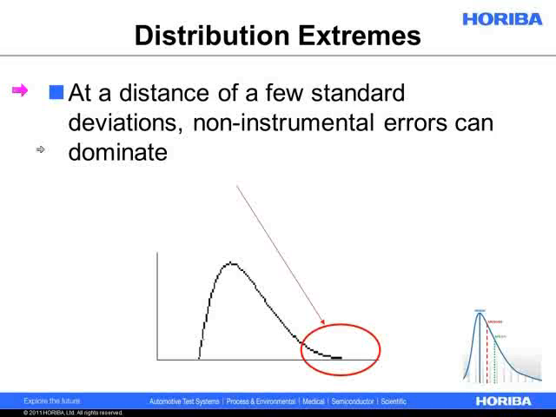So here we go. At a distance of a few standard deviations, non-instrumental errors can dominate. That's really the takeaway for the next several slides. And what it means is when you're looking out here at the tail end of a distribution, maybe at the D99 or even at the D100, also called the D max by some people, the instrument performance really doesn't have a whole heck of a lot to do with how repeatable and reproducible those statistics are. And that's what we mean by non-instrumental errors.